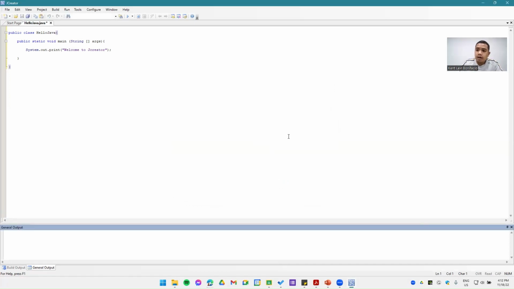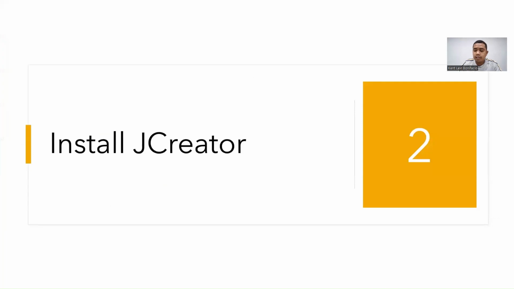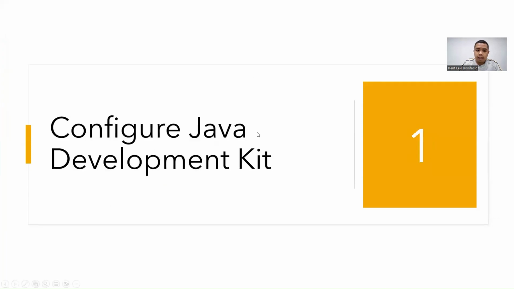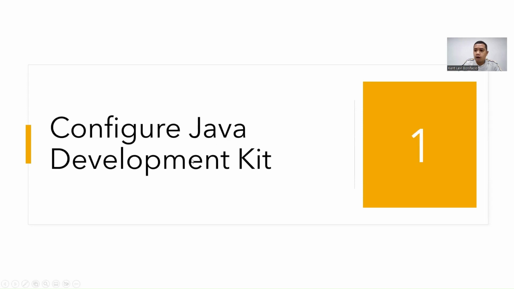So that is how you set up the JDK on your computers, especially along with the installation of JCreator. Again, configure the Java development kit, and next, install JCreator. After you install JCreator, once you try to run, it will identify a directory that will be set to the JDK that you have also downloaded from the internet.